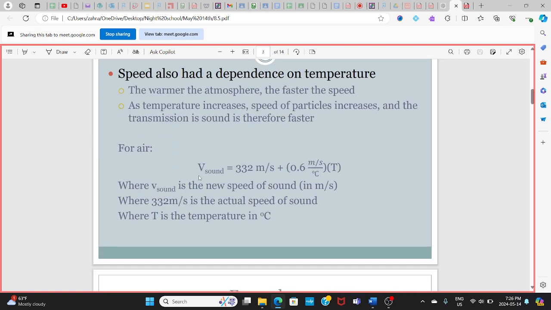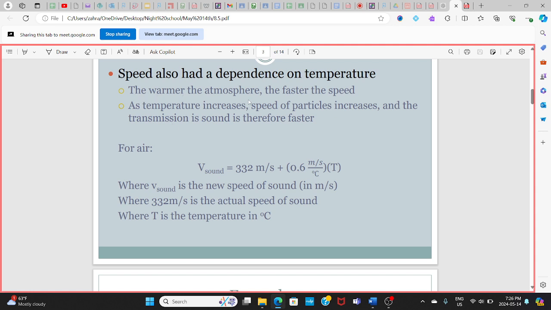So look at this. We have V for the speed of sound. The velocity of sound is 332 meters per second plus 0.6 meters per second per degree Celsius multiplied by temperature. If you have a temperature, put that in the equation, let's say 20 degrees. Put it here, and you will get the velocity of sound at that temperature.